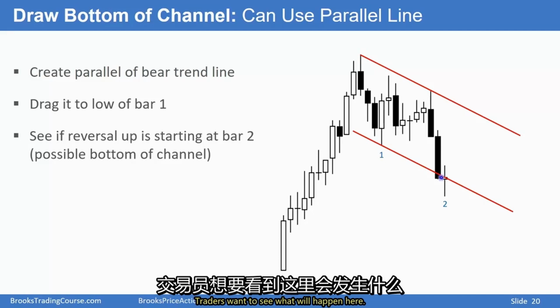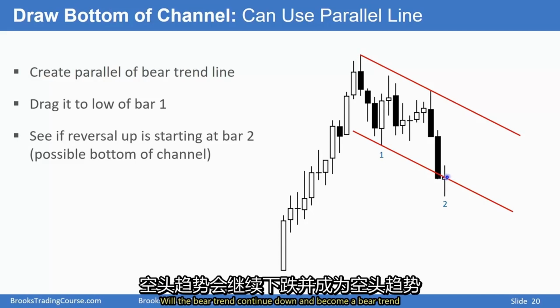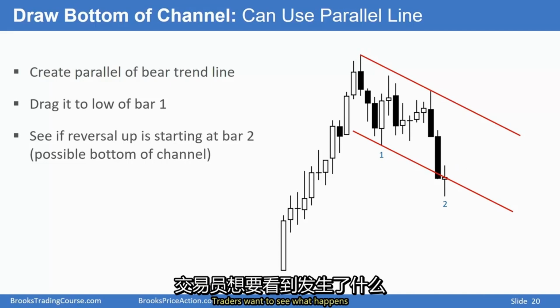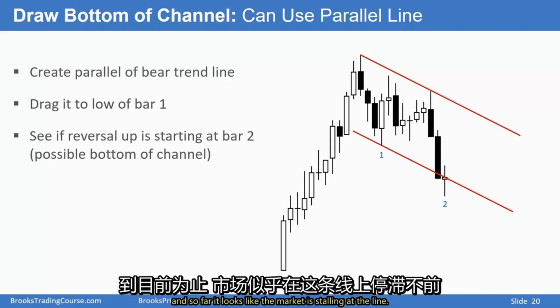Traders want to see what will happen here. Will the bear trend continue down and become a bear trend, or is this the end of the selling and the resumption of the bull trend? The line is important. Traders want to see what happens, and so far it looks like the market is stalling at the line.